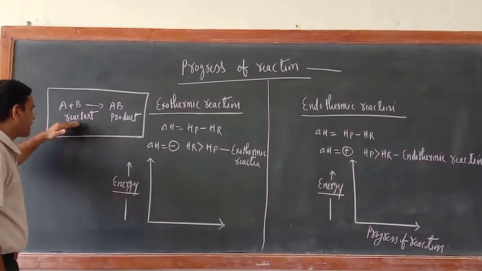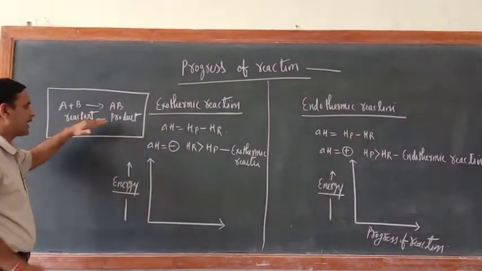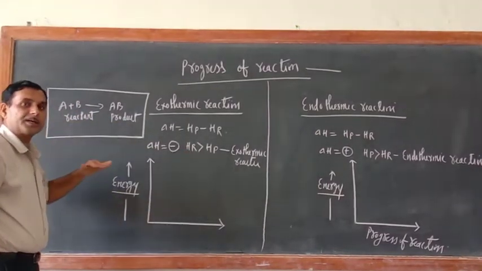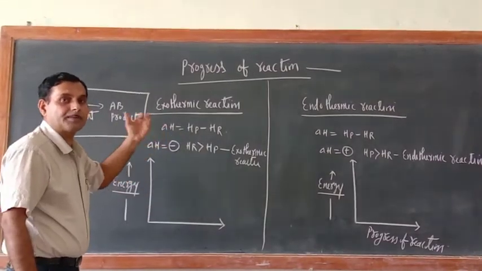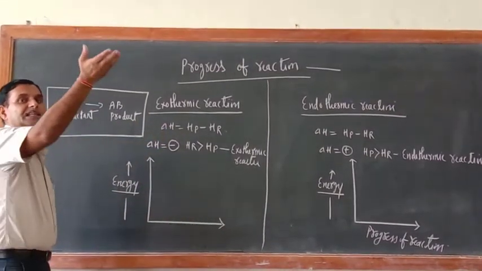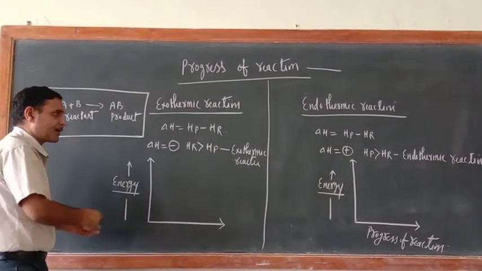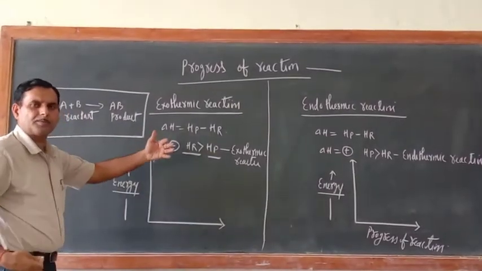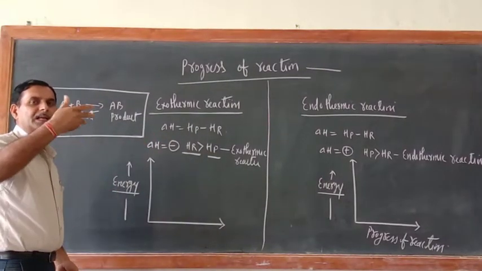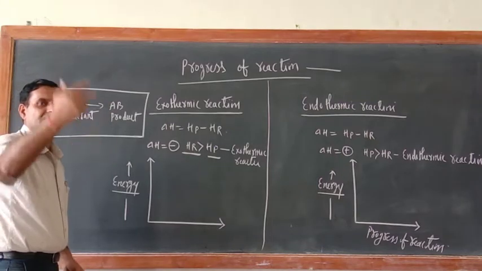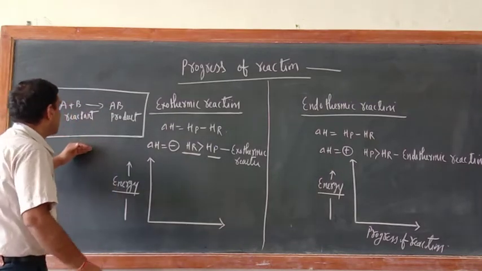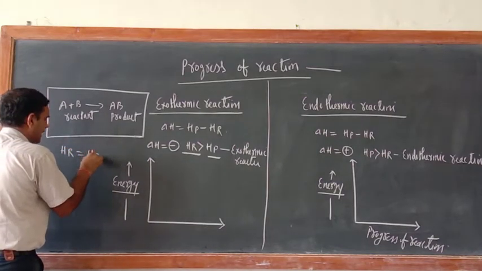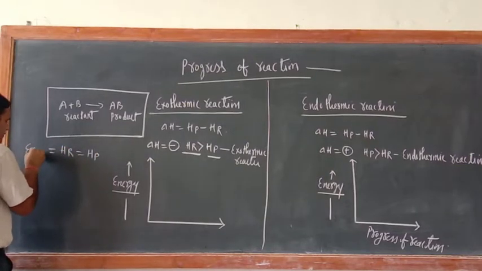So now suppose the reactant energy is more than that of the product. This is the condition. Then what will the reactant do? How will the reactant establish equilibrium with the product? The reactant will release energy to the surroundings. If the reactant energy is greater than the product, then to have equilibrium with the product, it will evolve energy to the surroundings. And the condition at the time of equilibrium is that Hr will be equal to Hp.